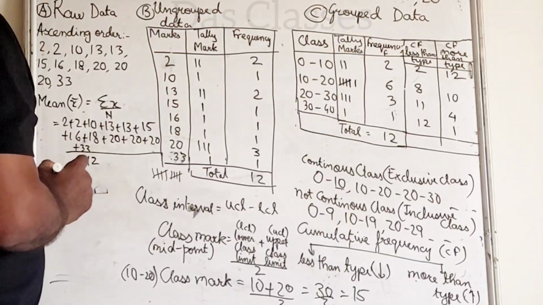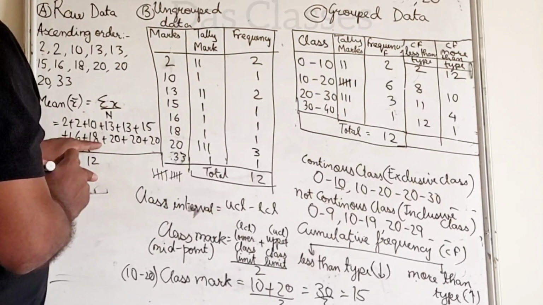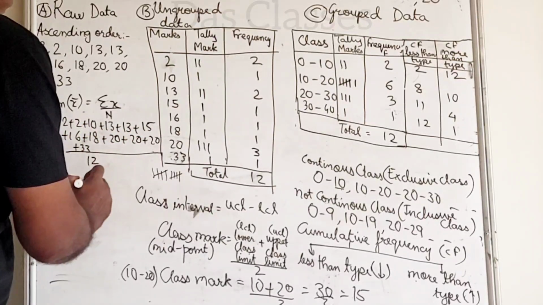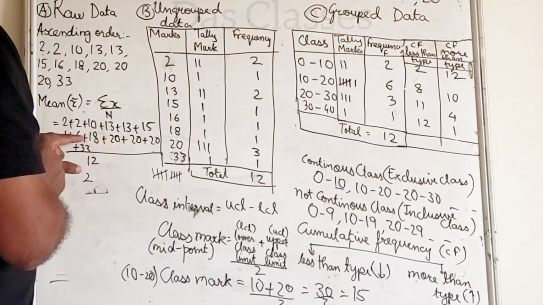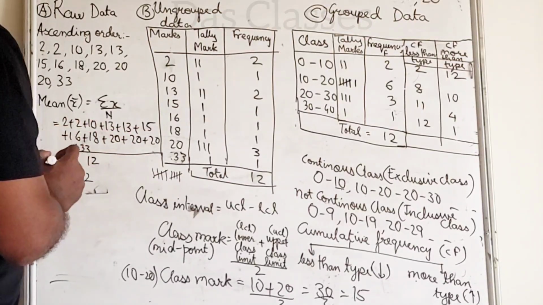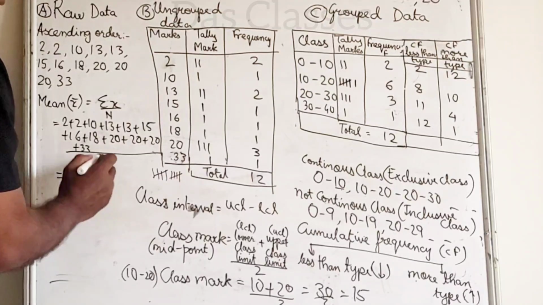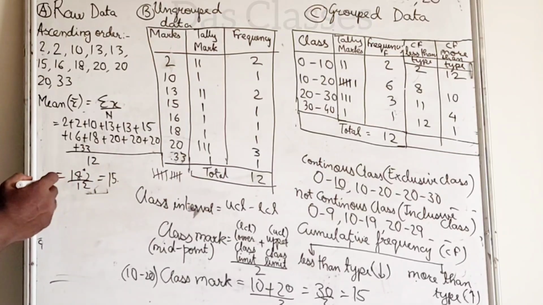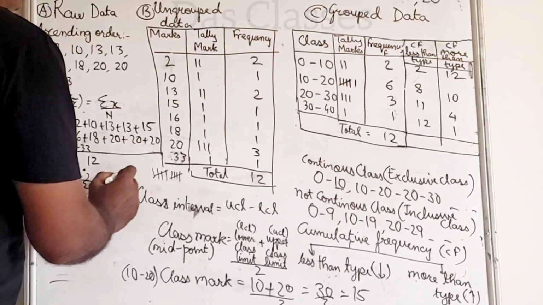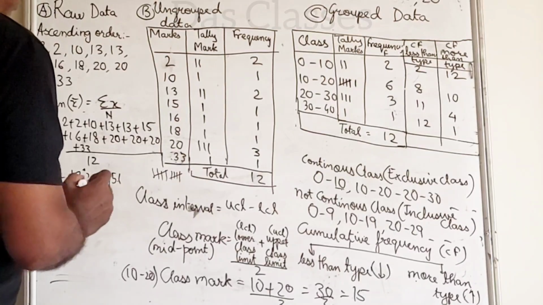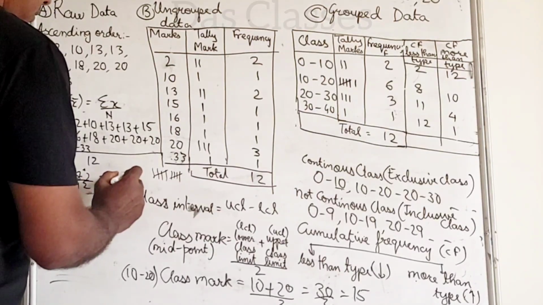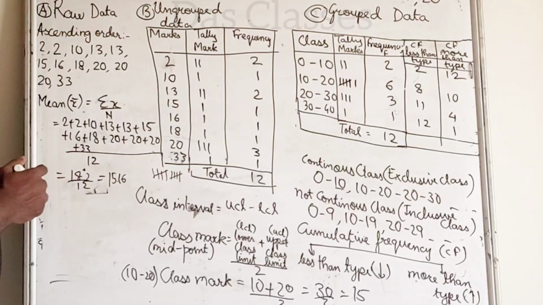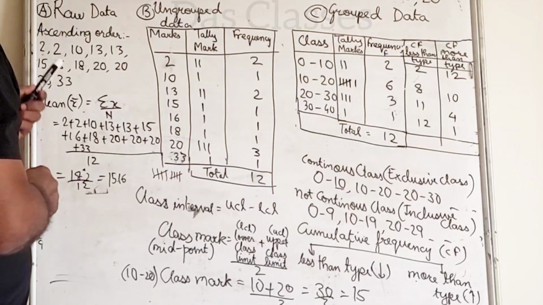So when we add it, what do we get over here? 182 divided by 12. So just do it. 12 ones are 12, 6 remaining, 12 fives are 60, 2 remaining, 12 ones are 12, 8 remaining, 12 sixes are 72. So nearly 15.16. So that is going to be the mean of this raw data.